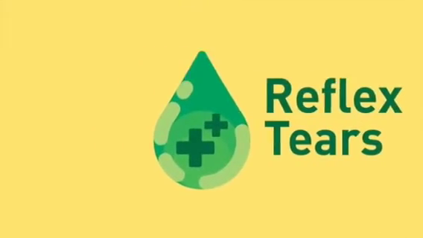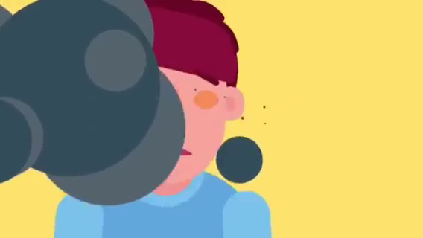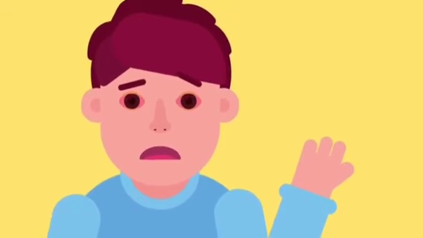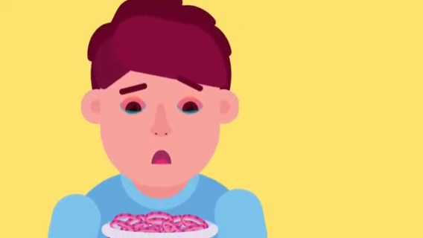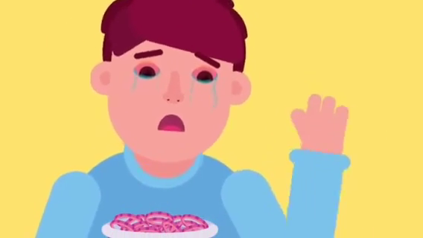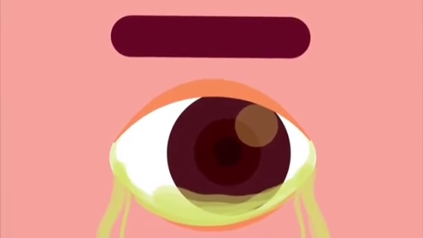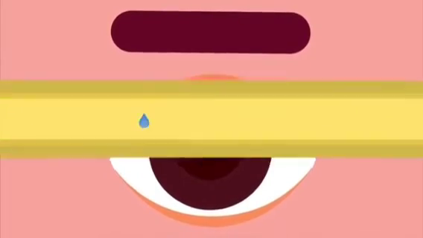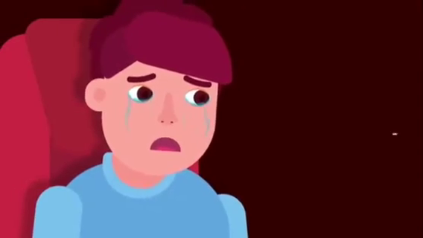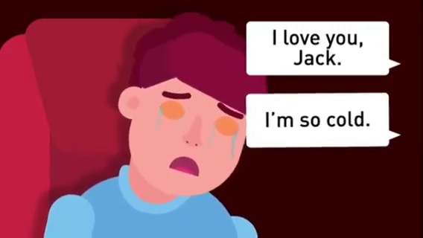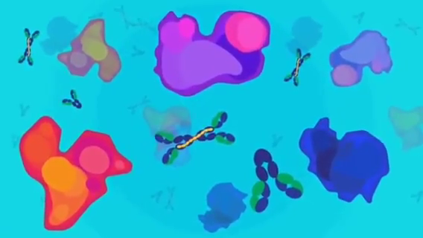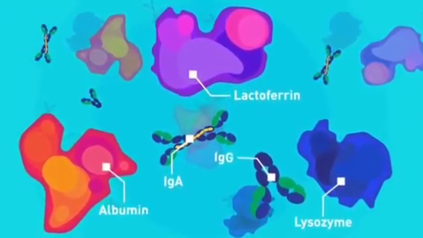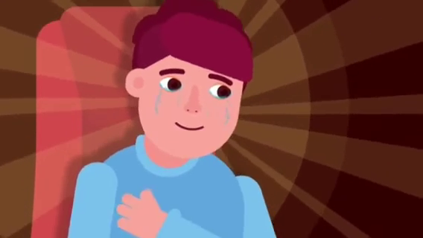Reflex tears. These tears are secreted in response to a sudden external factor or stimulus causing irritation in the eye. For example, foreign particles such as dust and chemical substances such as onion vapors and tear gas. The principle of reflex tears is to produce excess basal tears and wash out the factor causing discomfort in the eye. Psychic tears. Tears produced due to emotions contain a very different chemical composition. They have more proteins, mainly lactoferrin, lysozyme, IgA, IgG, albumin, and various hormones that act as natural painkillers.